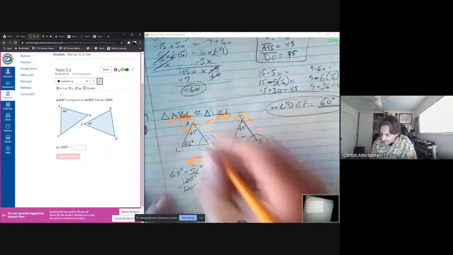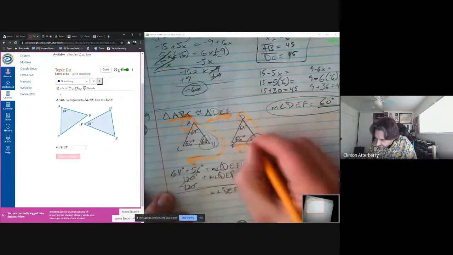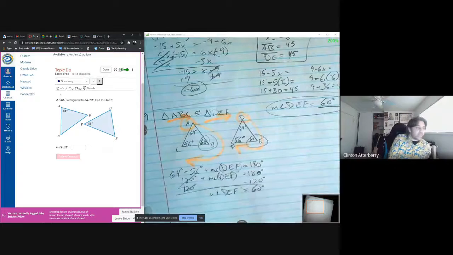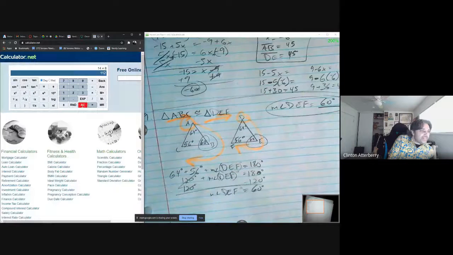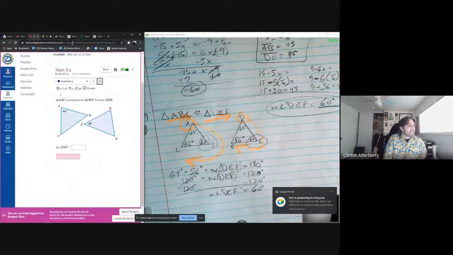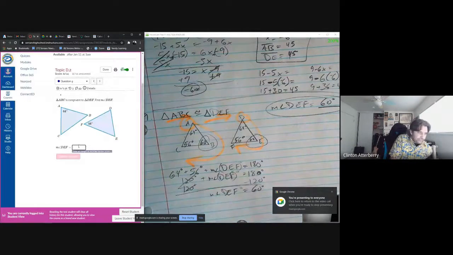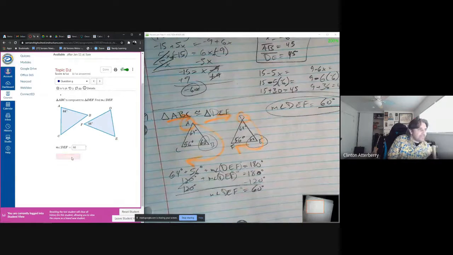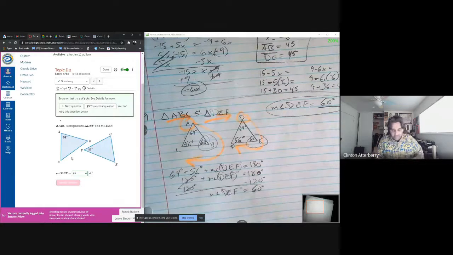So that means this would have to be 60. Let me double check that. I feel pretty confident with it. But if I say 64 plus 56 plus 60 is 180 degrees. Cool. All right, where are we at? Let's double check. Let's throw this in here. 0. I feel confident. Bam, got it. Sweet.